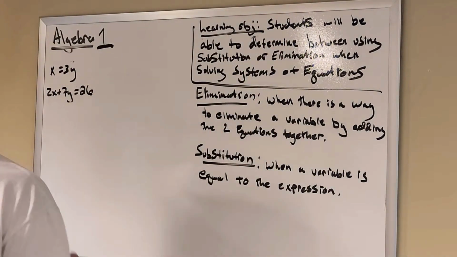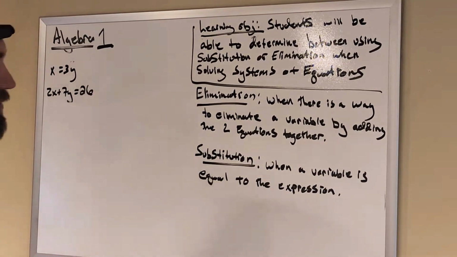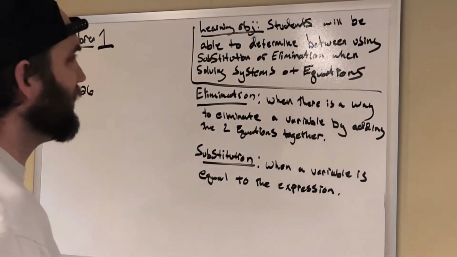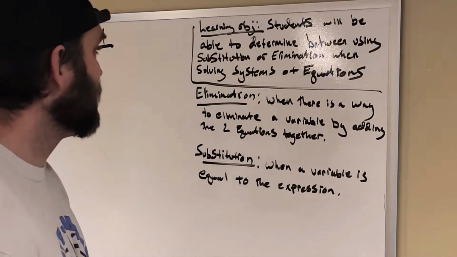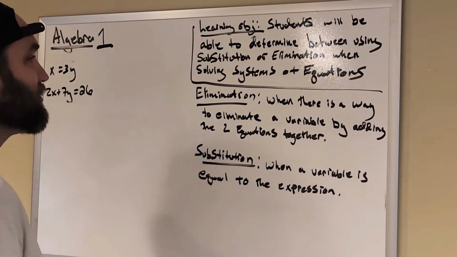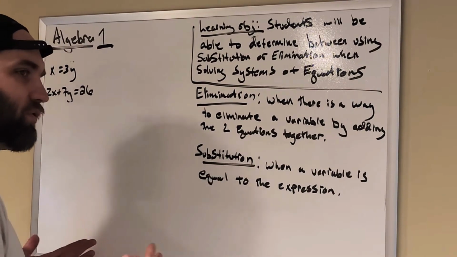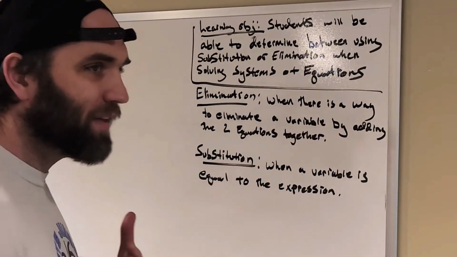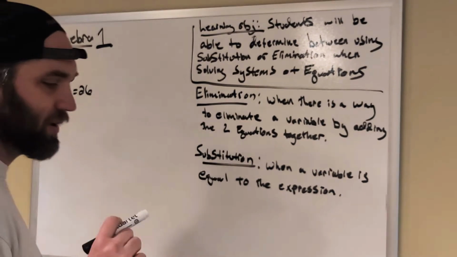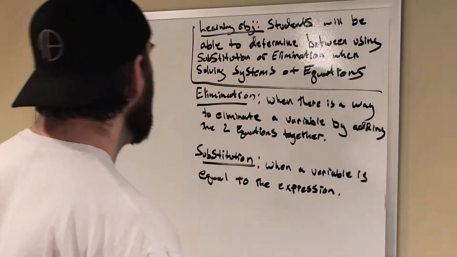So let's take a look at what we have here. My learning objectives: students will be able to determine between using substitution and elimination when solving systems of equations. Now, when do I use them? We know we went over them last week. We solved systems using elimination. We solved them using substitution. When do I use them?